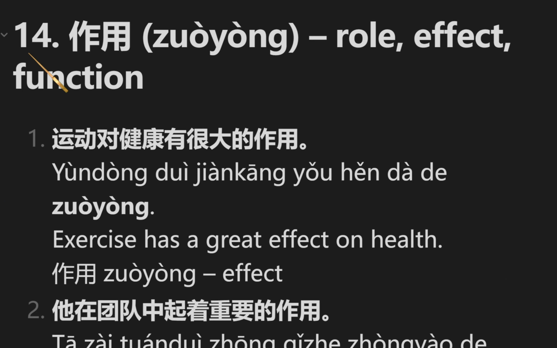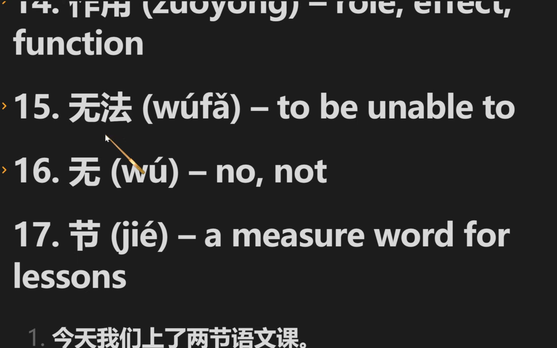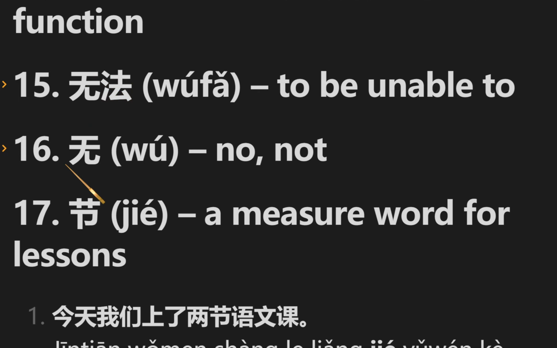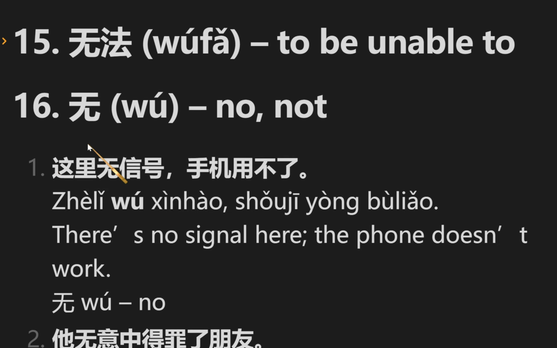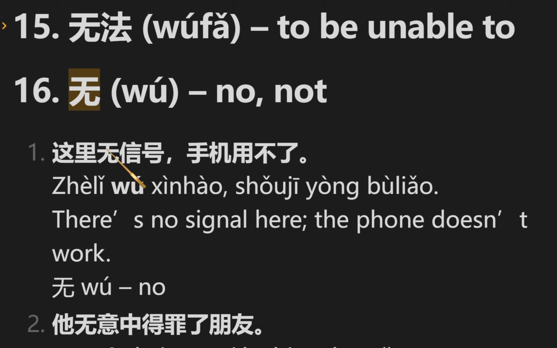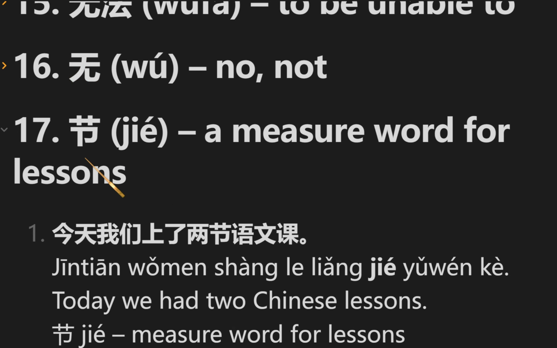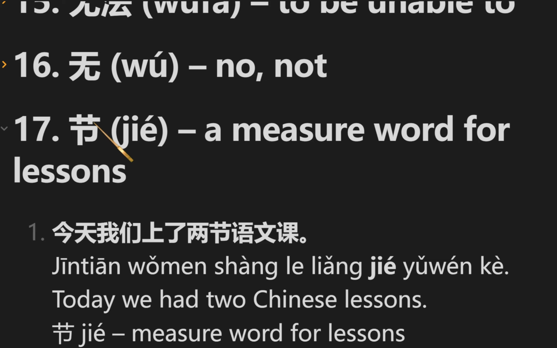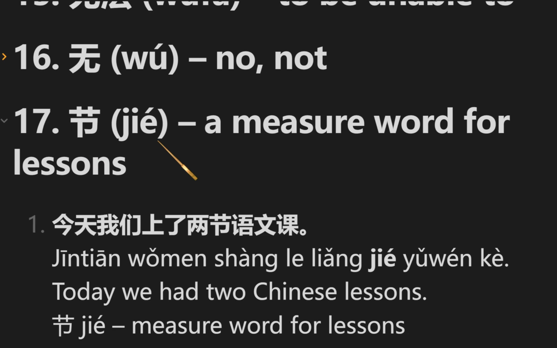Exercise has a great effect. 作用. 无法, to be unable to do something, cannot. And 无, no, not. Just alternative. 无 is mostly absent, so it means without. 这里没有信号哦，无信号，没有的意思. And first one for today is 节, a measure word for lessons.